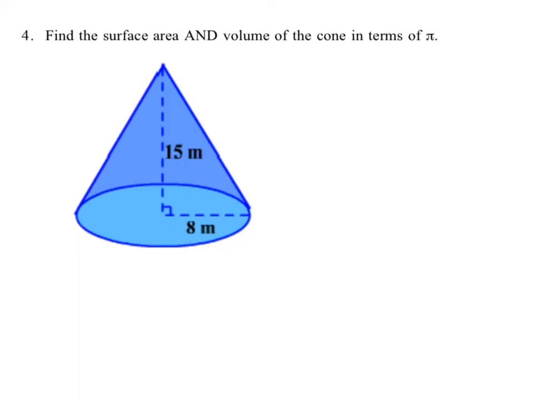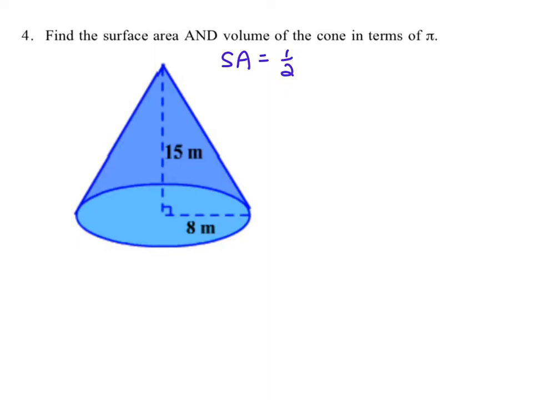Okay, finding the surface area and volume of the cone in terms of pi. We can do surface area first. Surface area equals, we've got this 1/2. Basically, if we were to slice this cone down the edge and open it up, it would mimic a triangle to a certain extent.